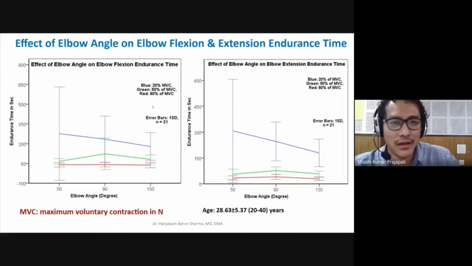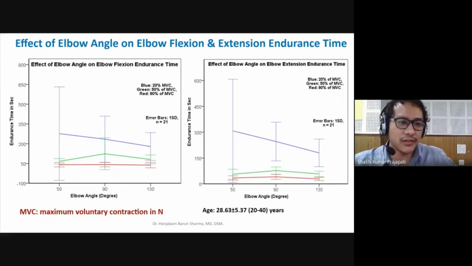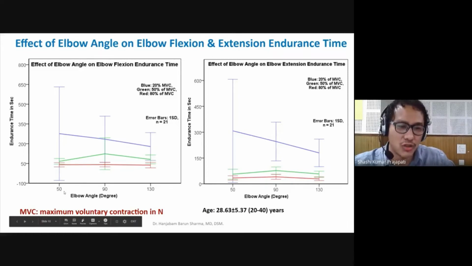So by using this device, we can also measure endurance timing, muscular endurance timing. Muscular endurance timing is the time taken from the start of contraction to the onset of fatigue, or when he or she is not able to do the isometric contraction at a particular percentage of the maximum voluntary contraction. So here we can find out the effect of the joint angle on endurance time in second. The Y-axis is the endurance time in second. This is the elbow angle.